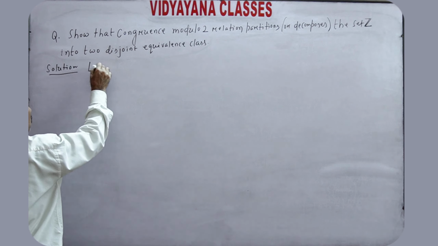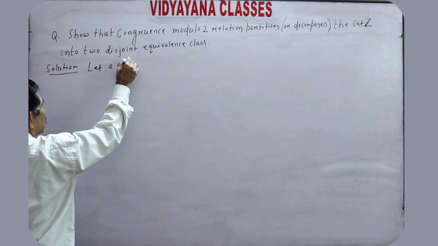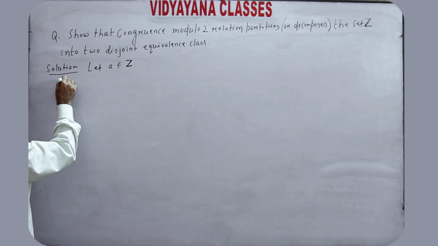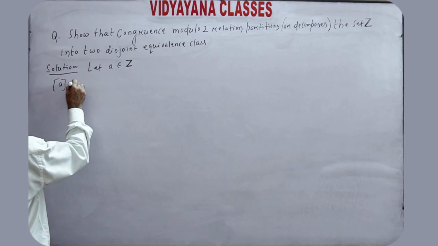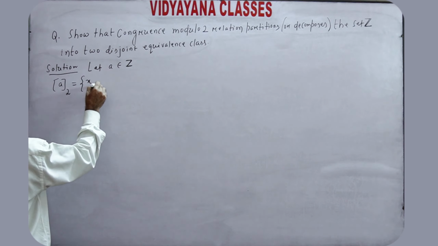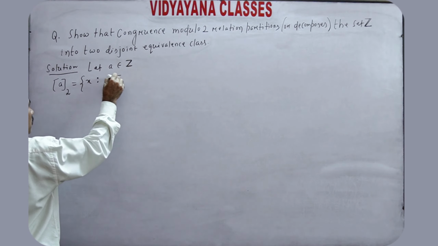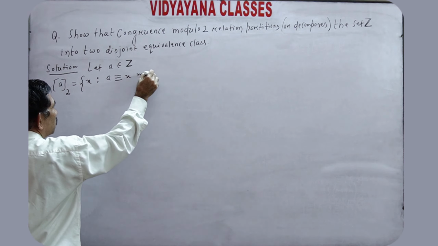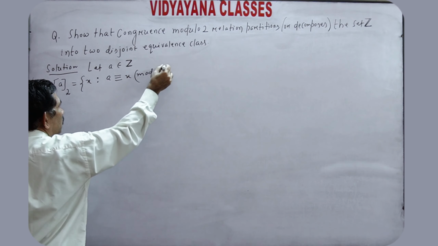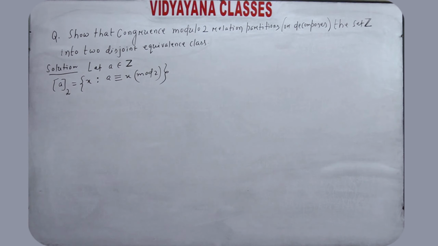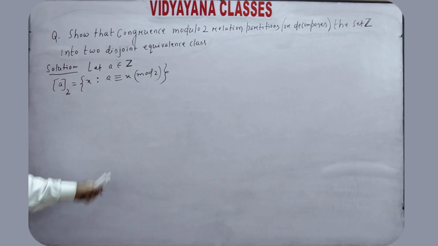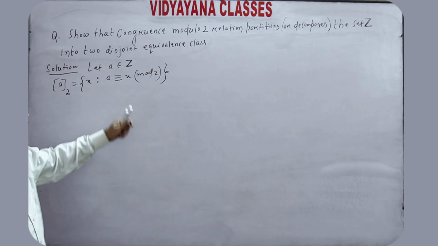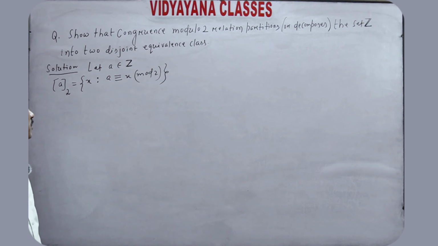Let a belong to Z. The equivalence class of a modulo 2 is the collection of x such that a is congruent to x mod 2. Congruence modulo is an equivalence relation. Here, this relation is read as the congruence modulo relation, which is an equivalence relation.